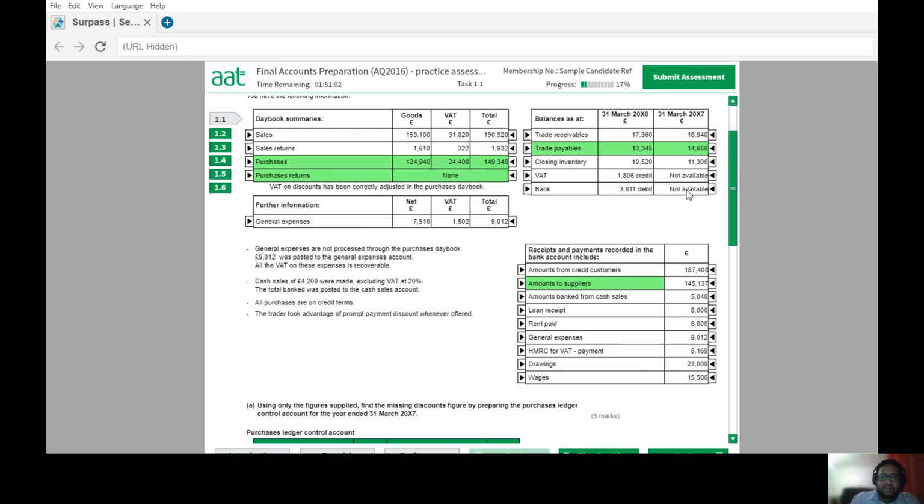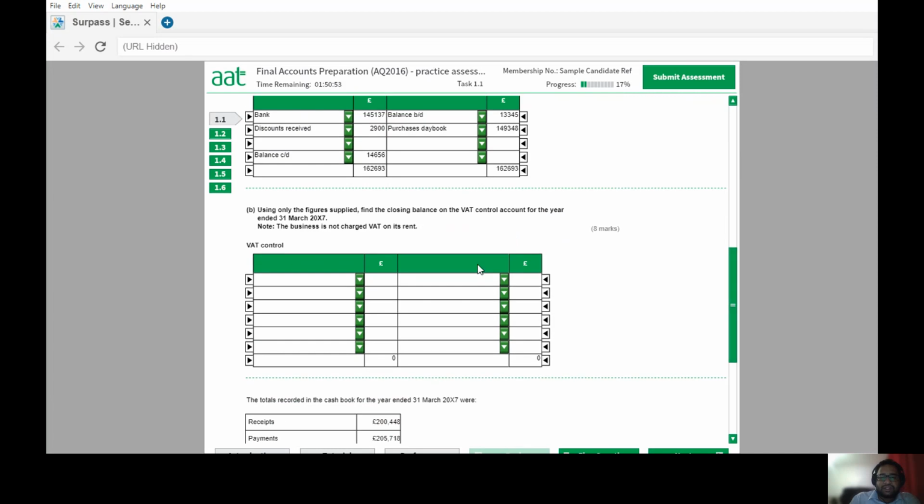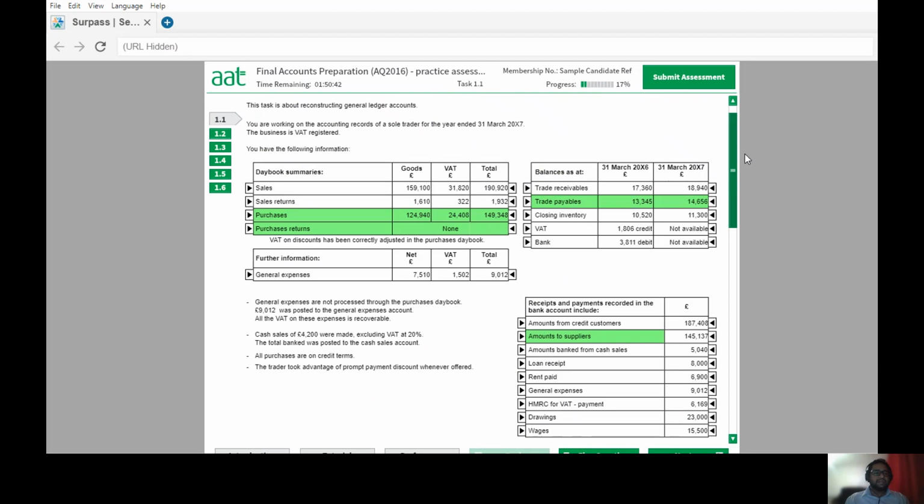Okay, but let's start with the beginning part of it. The VAT account has an opening balance of £1,806 on the credit side. So we're going to do balance brought down £1,806 on the credit side. And once we've done that, we have to look for any other entries we need to account for. So the first part of it we have VAT from sales, 31820.